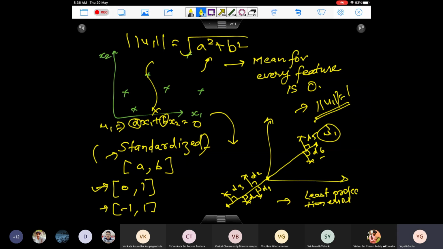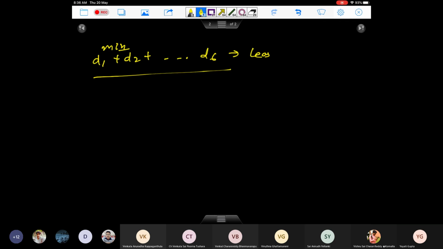Okay, so along this dimension u1, if we can find out the projection error, which is nothing but d1 plus d2 up to these distances d6. So whichever dimension gives us this least projection error, so basically we have to minimize these distances. Whichever gives us this least projection error, that is our first axis along which we will project our data.